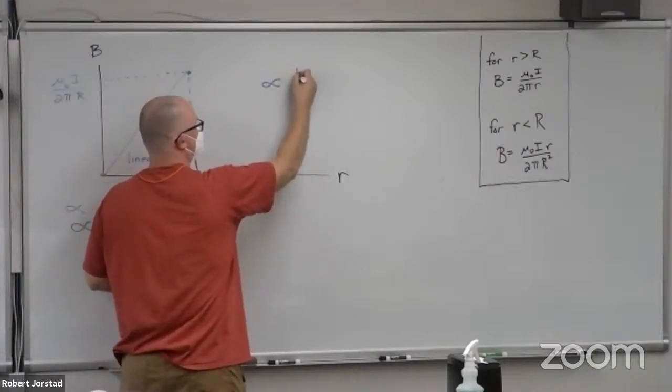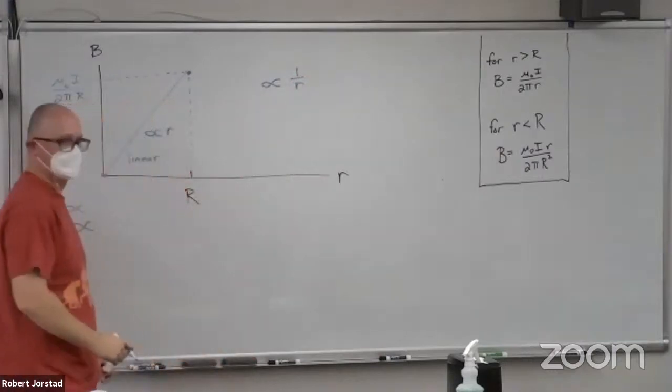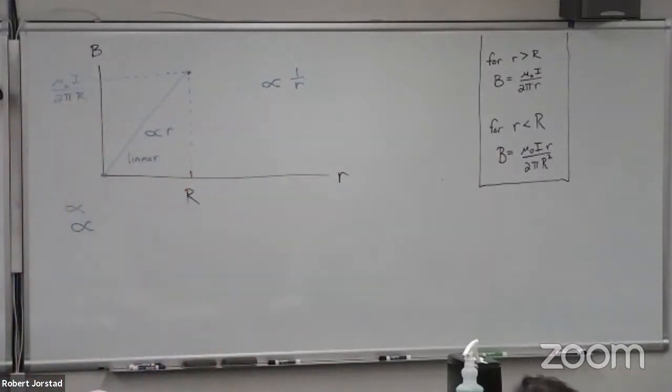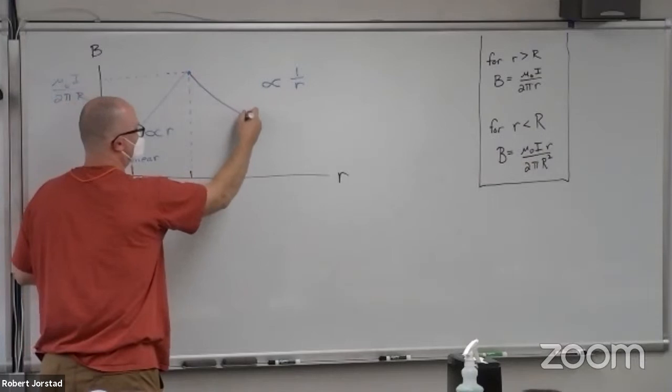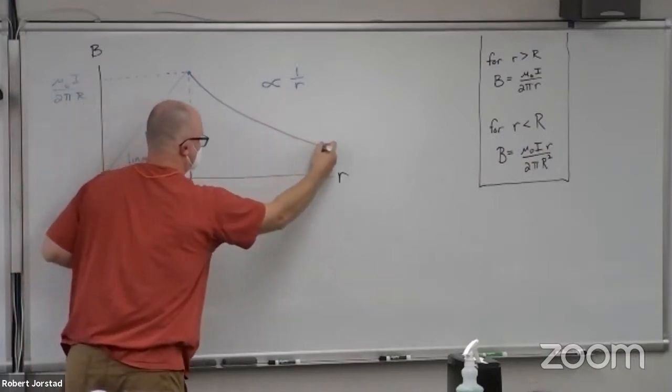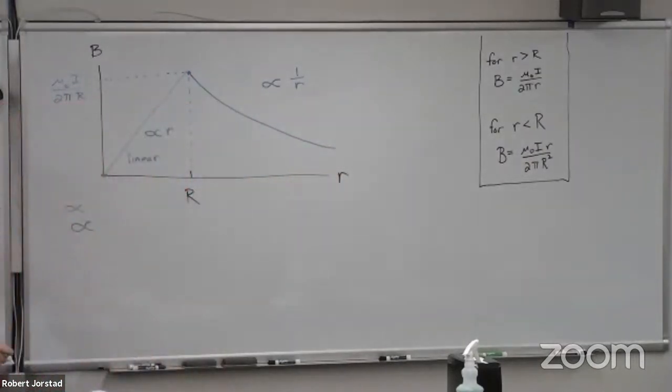Out here, it's proportional to 1 over r, right? What does that look like? Show me with your finger. Just trace it out in the sky. Yeah, it's going to fall down, right? Something like that. It's slightly curvy. Hopefully that looks slightly curvy. Can't tell from up here.